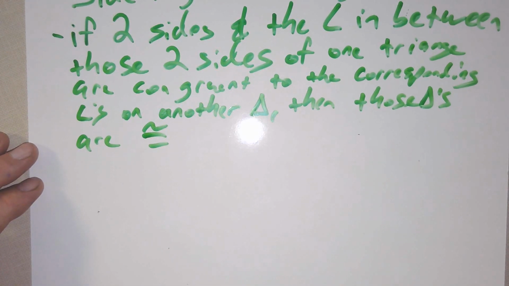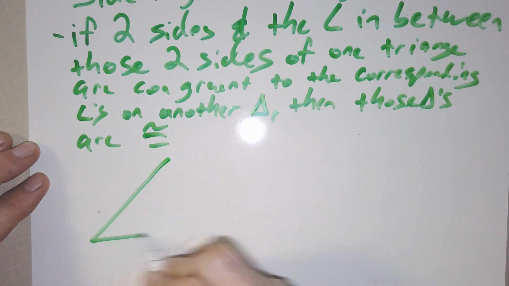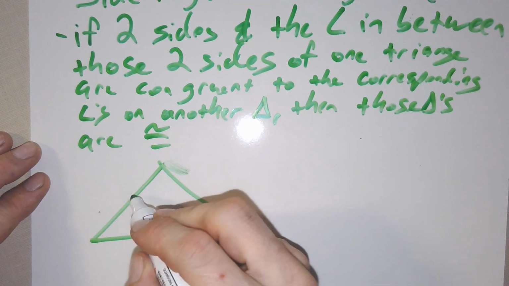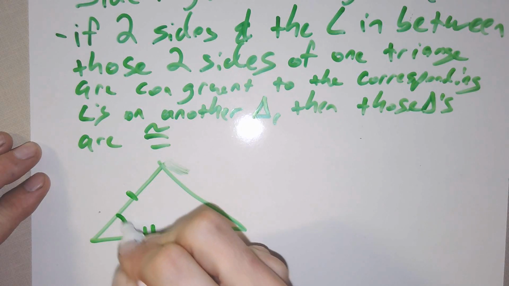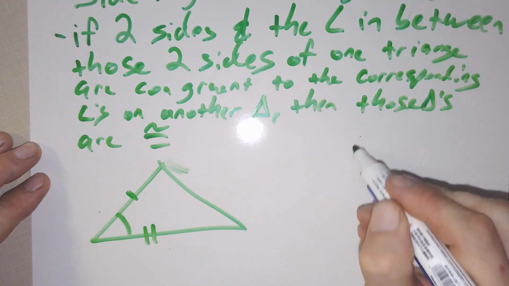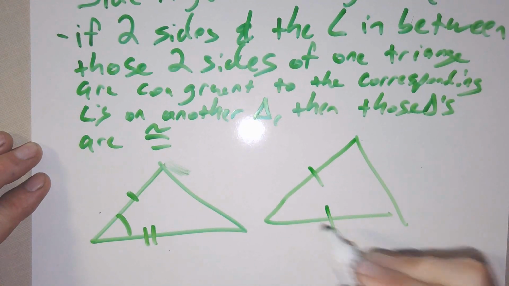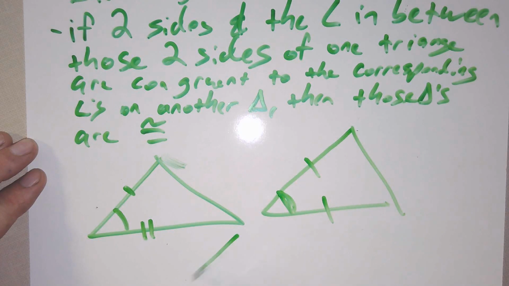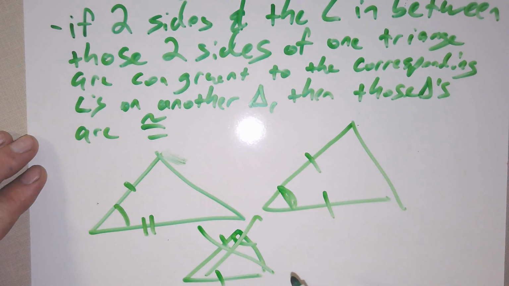So that means I have a triangle like this one, and this angle, this side, and that angle is the same thing as this side, and that angle. So it's not like this side and that angle. That's no good, right?